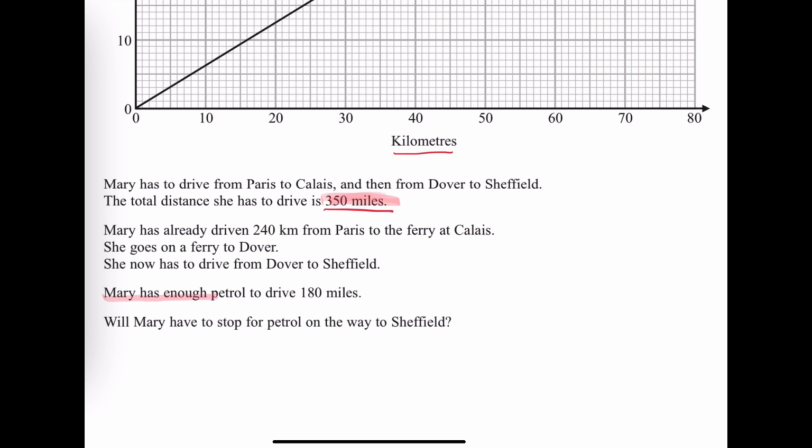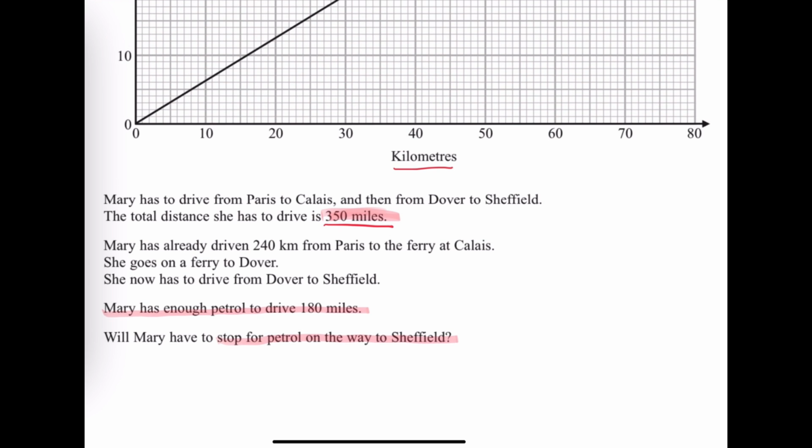Mary has enough petrol to drive 180 miles. Will Mary have to stop for petrol on the way to Sheffield? If you see over here, the total distance she has to drive is 350, and she only has petrol to drive for 180. So will Mary have to stop for petrol on the way to Sheffield?